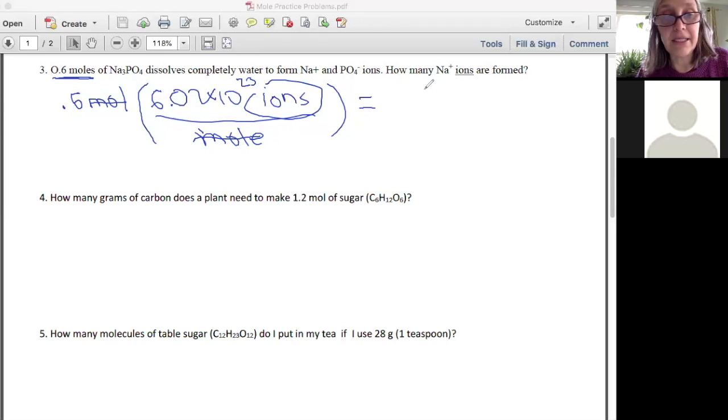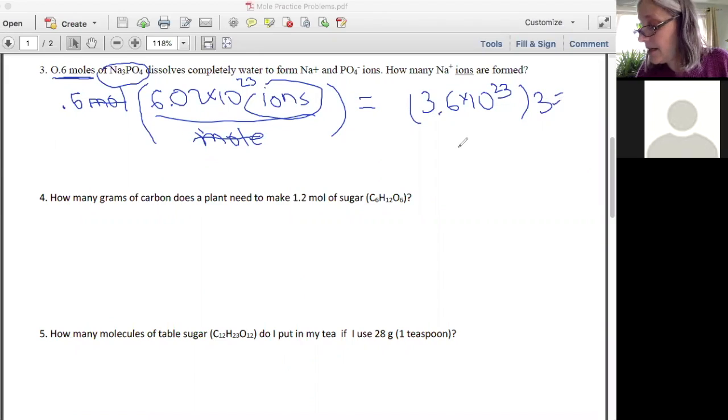So we end up here with 3.6 times 10 to the 23rd. Now, I multiplied by 0.6 moles, but if we look again at the question, it says how many sodium ions are formed. It does not ask how many of the sodium phosphate formula units there are. It asks for sodium, and notice that there's 3 of them in each sodium phosphate. So essentially, 3 sodium ions are going to be released each time one of these units dissolves. So we have to multiply this times 3.